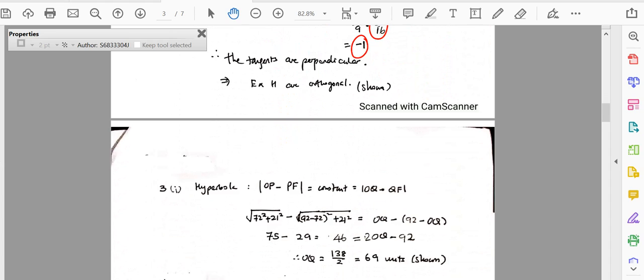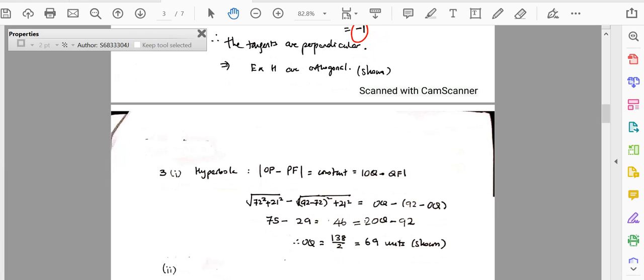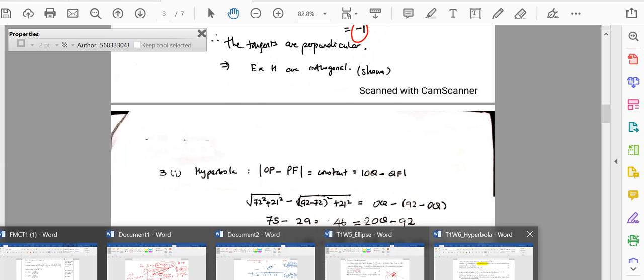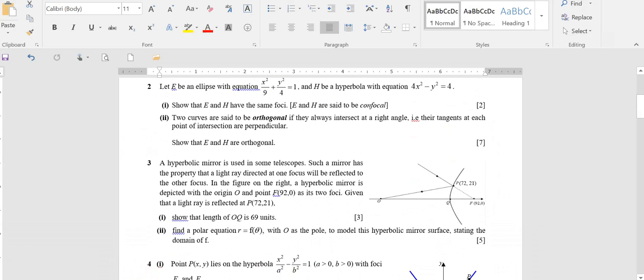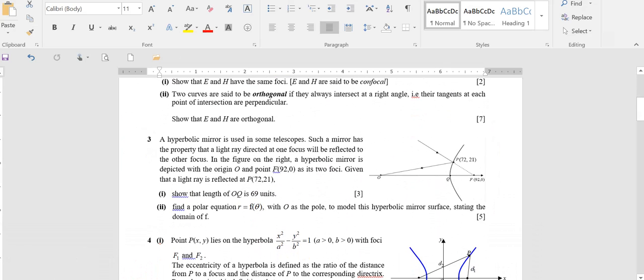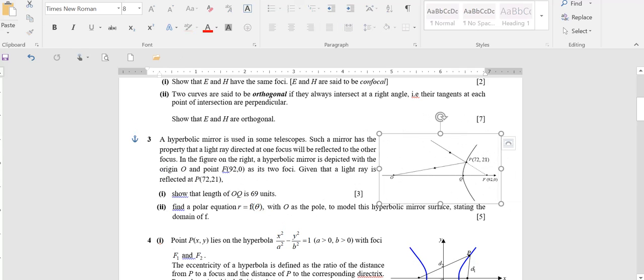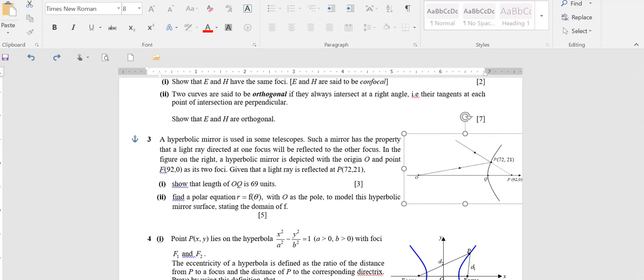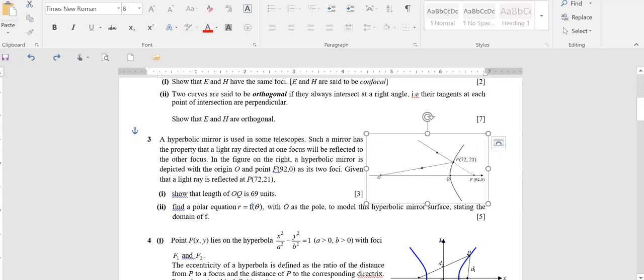Okay. The question 3. The hard thing about conics is that I always feel that there are many ways to do the problem. Some long, some short, some very elegant and some can be very messy. So the problem is to decide which method to apply, right? So in this case here, I have to show that OQ is equal to 69 units, given all that.